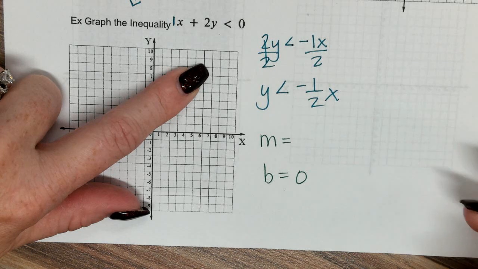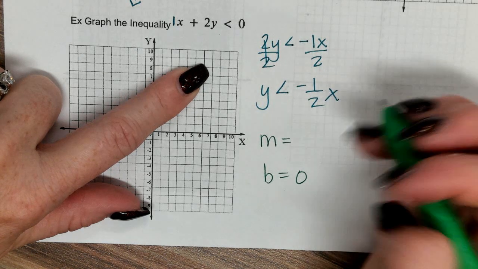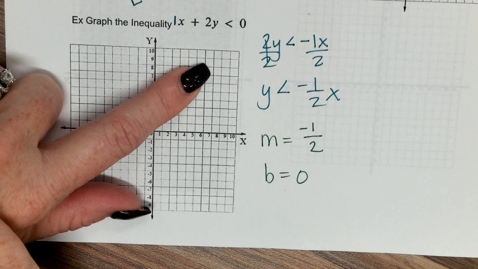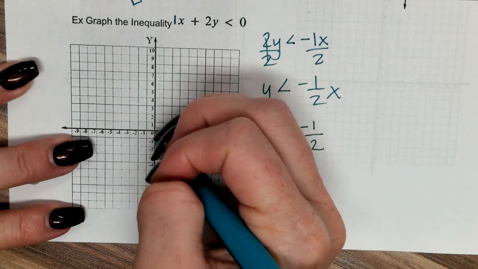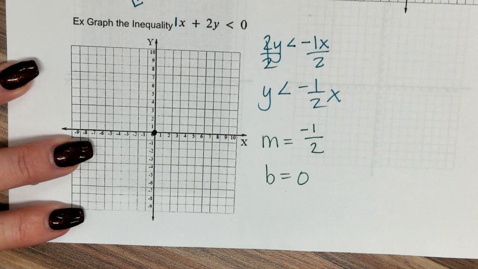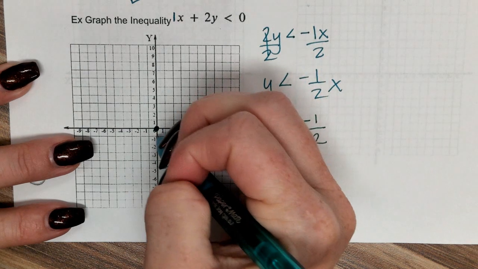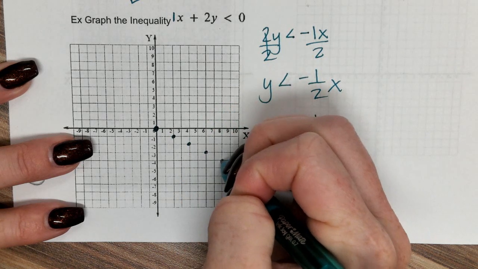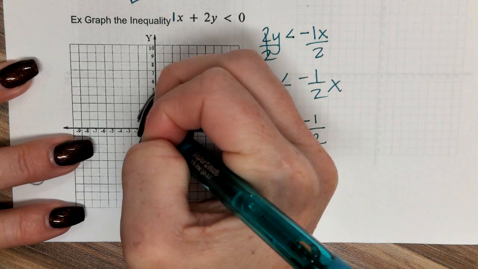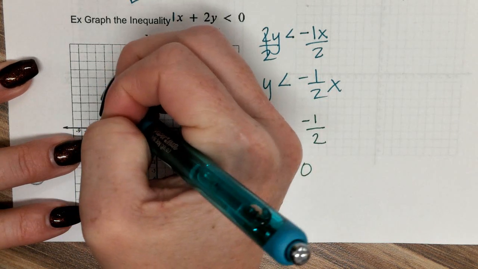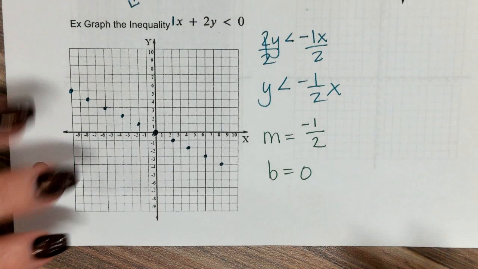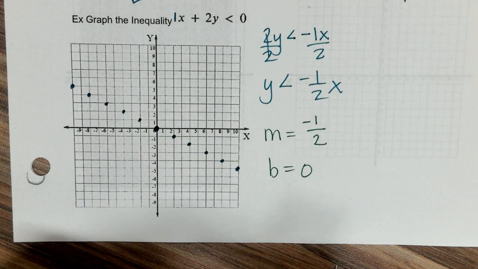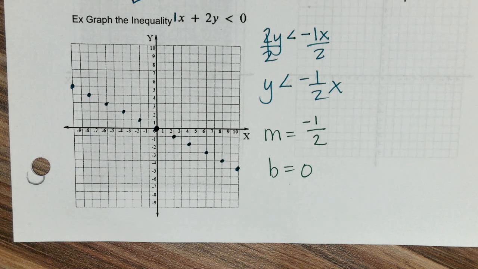0. So if I have a 0, my rise, I'm going to go down 1 and right 2. Or you could go up 1 and left 2. So I'm going to go to 0, 0 and put a dot. I'm going to go down 1 and right 2. Or up 1, left 2. Will my line be solid or dashed? Dashed.